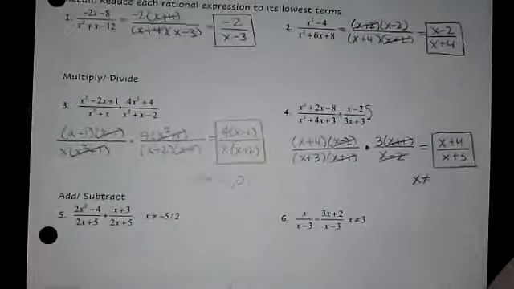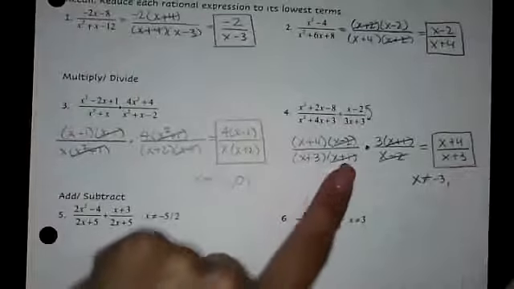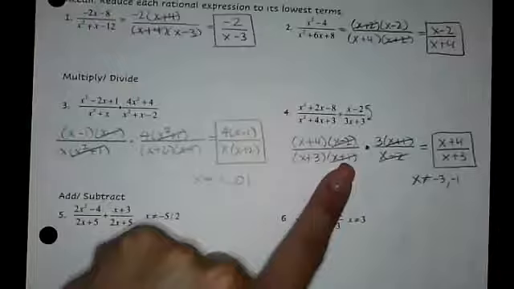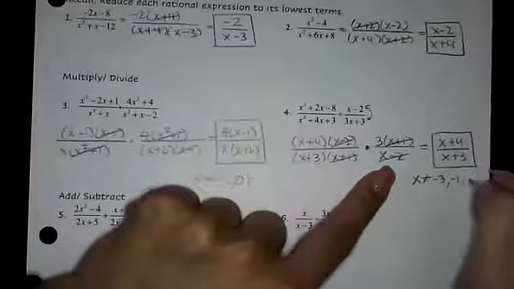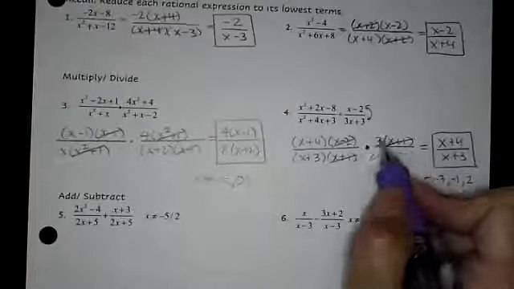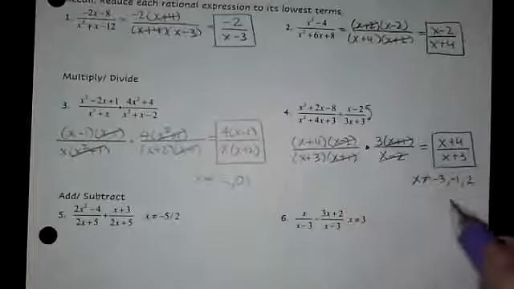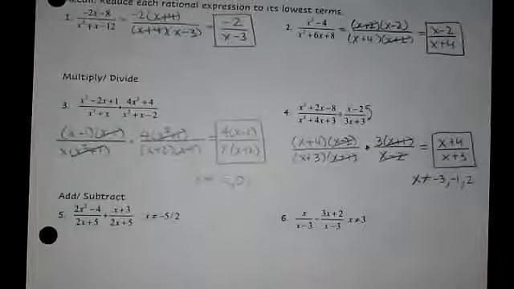For my restrictions, what can x not be? x cannot be -3 because that would make that 0. x can't be -1 because that would make that 0. And x cannot be 2. We would also list if something up here would make it 0, because since we flipped, it would make it undefined at this point. Since we've already listed that as -1, we don't have to list it again.